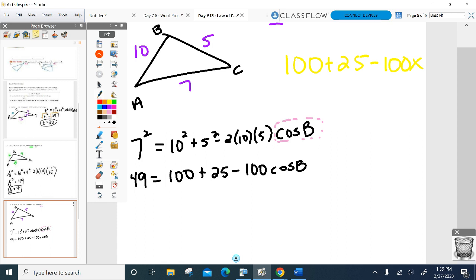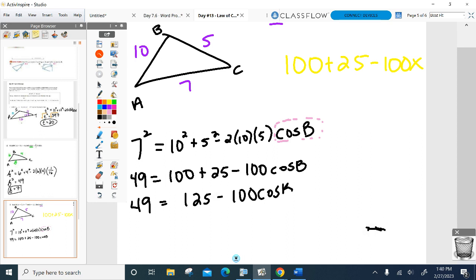So that means you can't combine all three of these. This is your variable right here. It's like an x. So you can't go 100 plus 25 minus 100. But you can combine what? The first two, 125, but you cannot combine all three. So here's what my next line looks like when I do combine those. 49 equals 125 minus 100 cosine B.